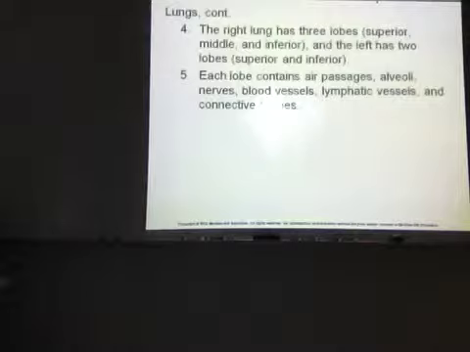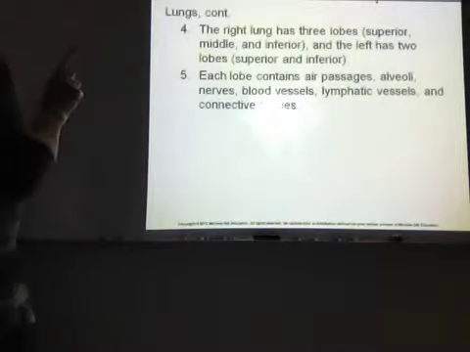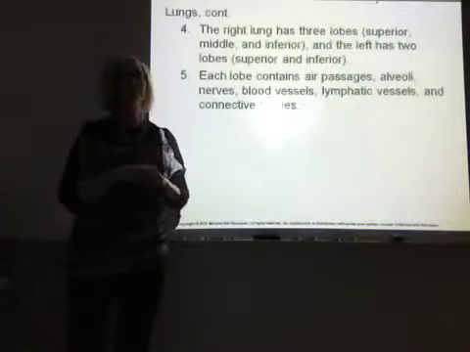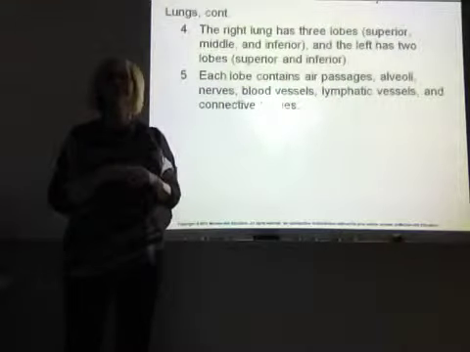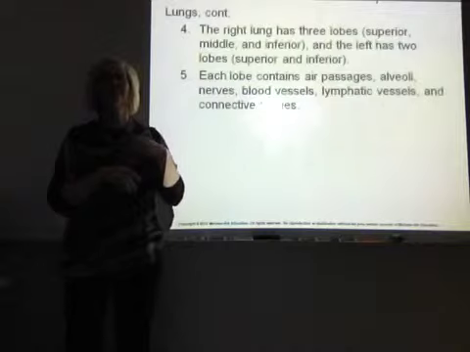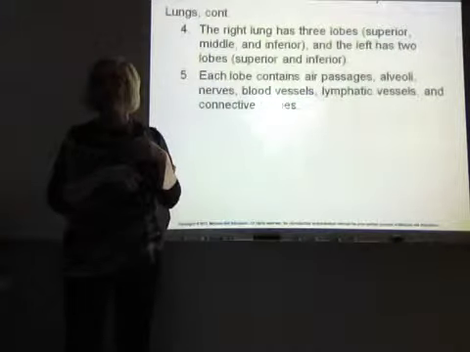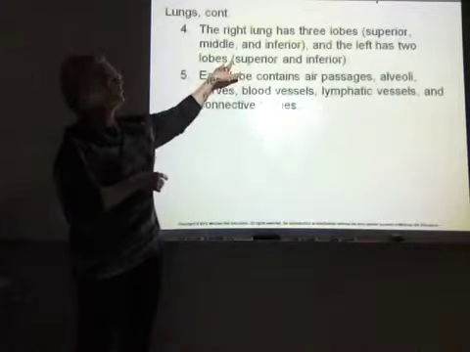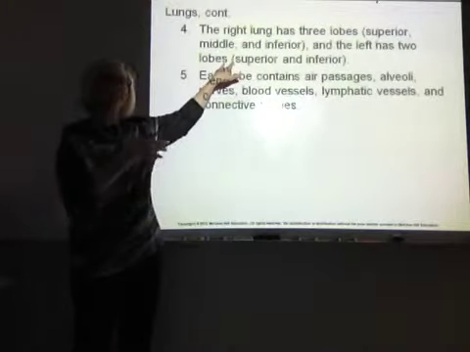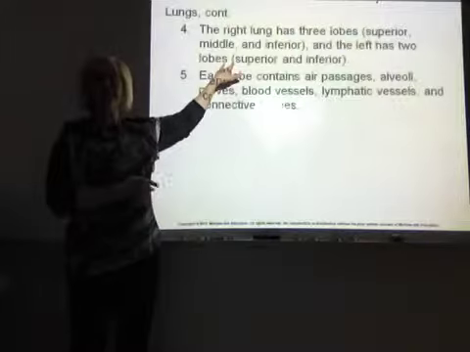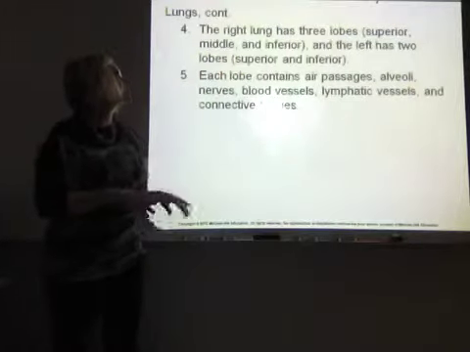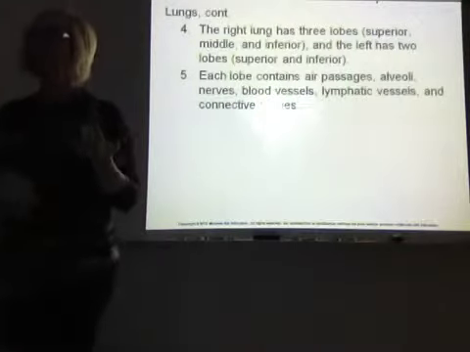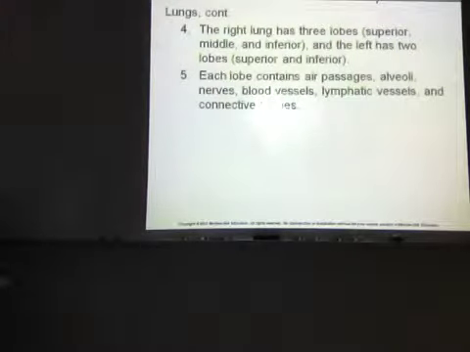Your right lung has 3 lobes: superior, middle, and inferior. Your left only has 2 lobes. Any guesses why? What sits a little to the left side? Your heart. So in order to accommodate your heart, your left lung is a little bit smaller in size than your right lung. Each lobe contains air passages. Each lobe has its own alveoli, nerves, blood vessels.